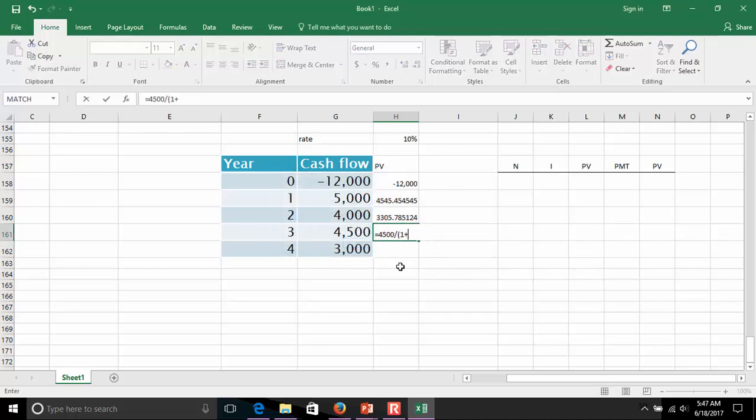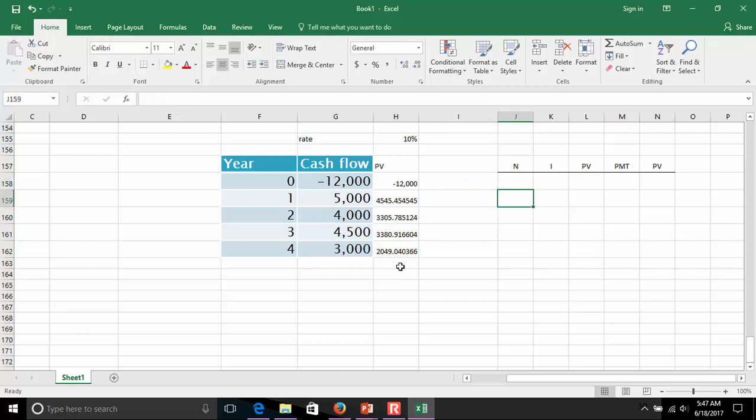Then 4,500 divided by 1 plus 10% to the third power, and then 3,000 divided by 1 plus 10% to the fourth power. That's going to give me the present value of all my cash flows. To me, that's the easiest way to do it.